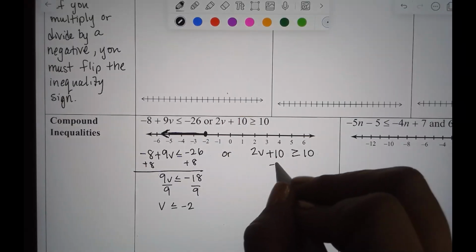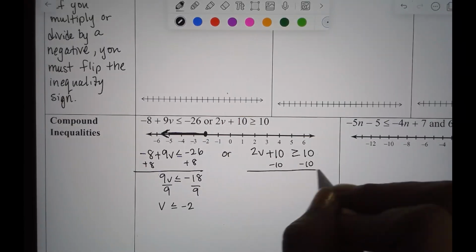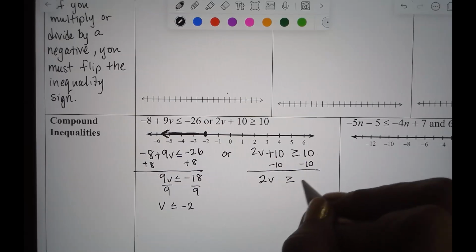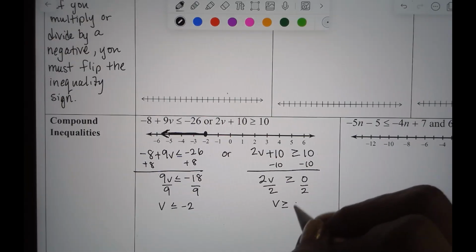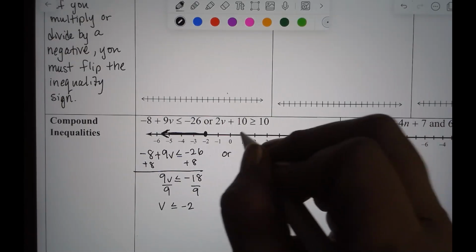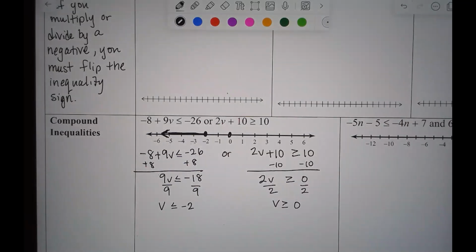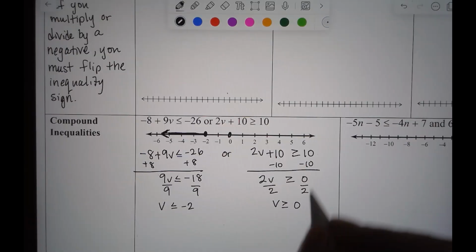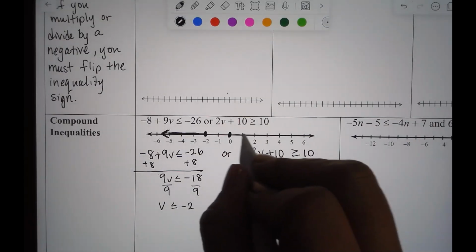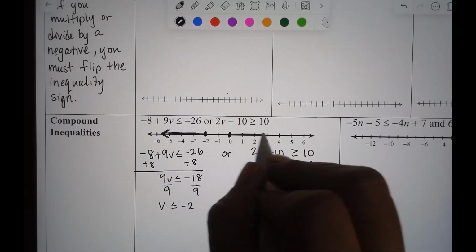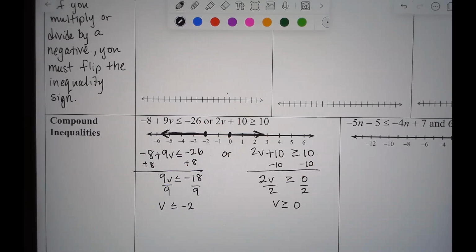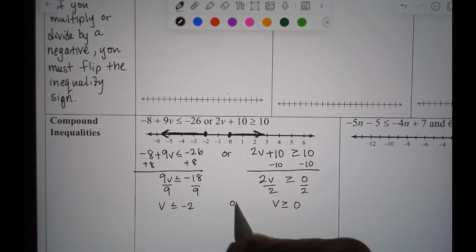So again, we'll subtract 10, and then we'll divide by 2. And we get b is greater than or equal to 0. So again, we'll use a closed circle. Okay, and then we're going to go to the right. Again, we're going to use that word or.